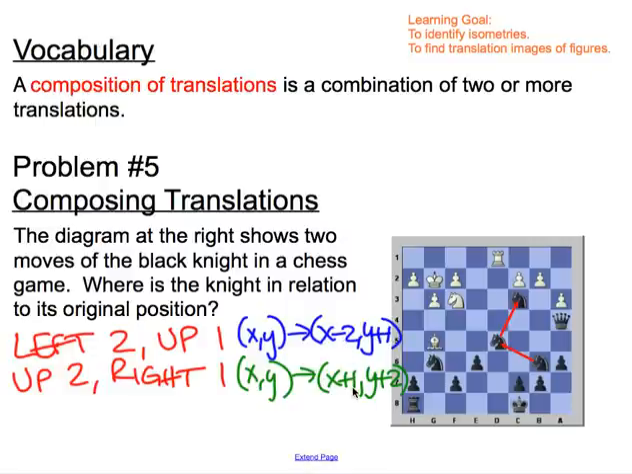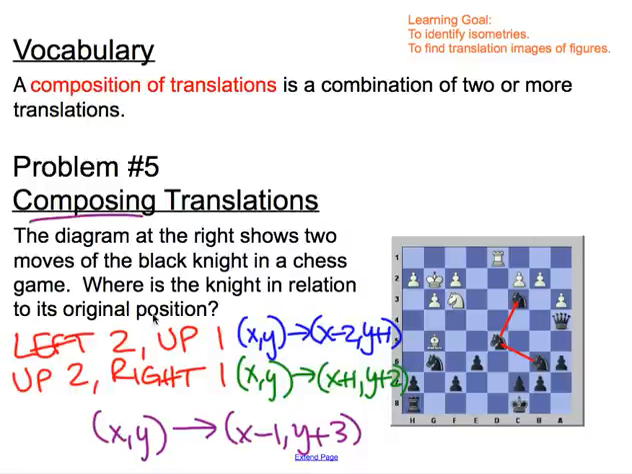So if we take the negative 2 and the plus 1 and combine them, we'll find that what we really want is x minus 1. And if we take the y plus 1 and the y plus 2, we end up with y plus 3 if we combine them. So what we can do is take these and add them together in a way to say that the composition of the two translations takes us left 1 and up 3. So if we go left 1 and up 3, we end up where we were after the two movements of the knight.